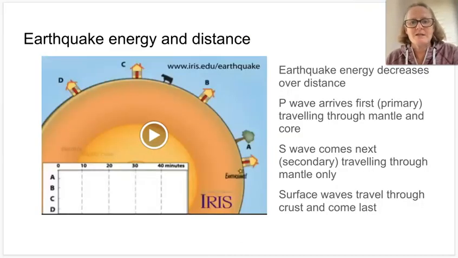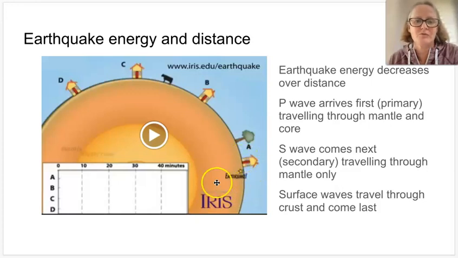So if we have a look at how this will affect buildings, and then have a look at how the energy decreases as we move further away from the epicenter. With this little video, we've got the earthquake about to happen down here in the bottom right, and you're going to see that the earthquake energy decreases over distance. So we'll watch this video a few times, and you'll see the P wave arriving first, and it arrives at house A almost instantaneously, then at house B, then at house C, and then at house D.